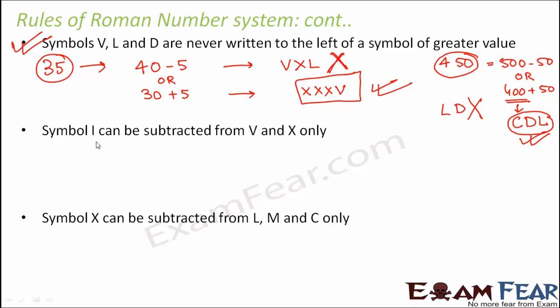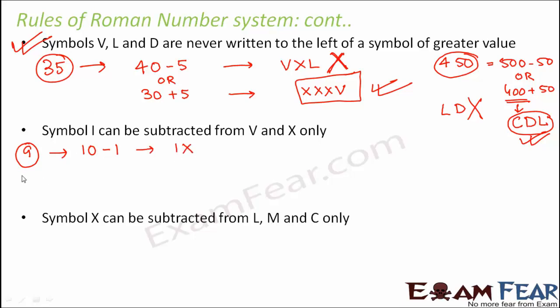The next rule says that symbol I can be subtracted from V and X only. So this is also important, that you cannot subtract I from any other symbol. For example, how do we write 9? So when we have to write 9, we say it is 10 minus 1. So we write it like this.